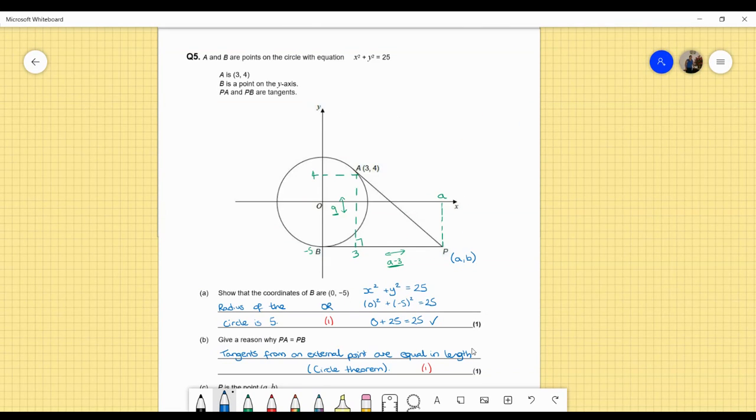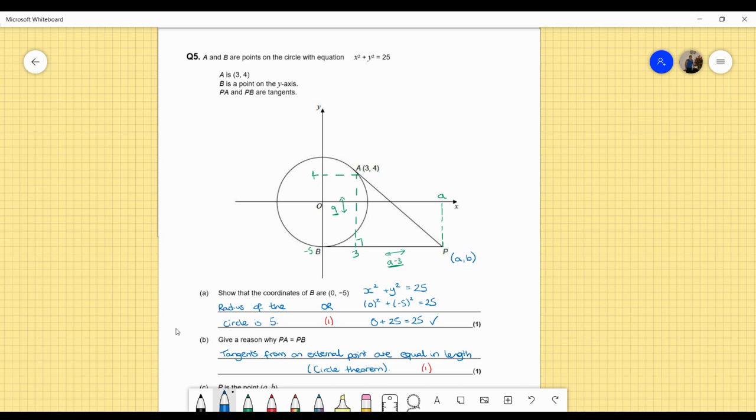Okay, so we're going to have a look at question 5. So A and B are points on the circle with the equation x squared plus y squared equals 25. We know A is the coordinate 3, 4. B is a point on the y-axis, and PA and PB are both tangents. For part A, we need to show that the coordinates of B are 0, -5.